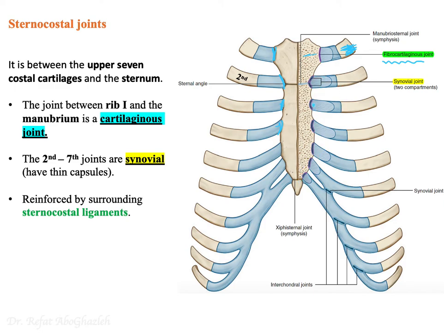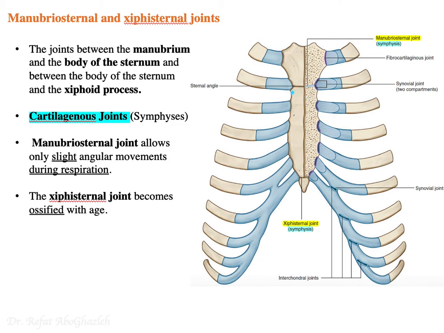Of course, it is reinforced by a similar small ligament that carries the same name, the sternocostal ligament. If you need to dig deeper into that joint, just look at the second one. It has two compartments, you see? You know why? Because it articulates with two demifacets, one with the manubrium and one with the body of the sternum itself.